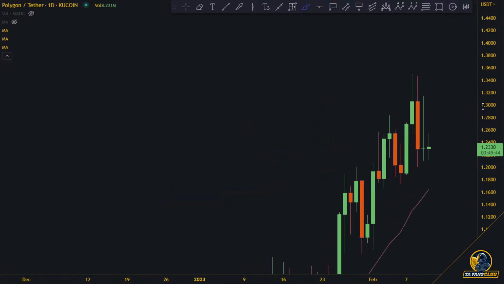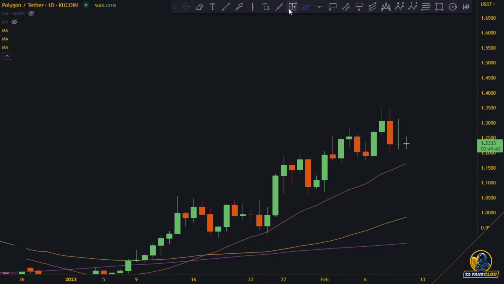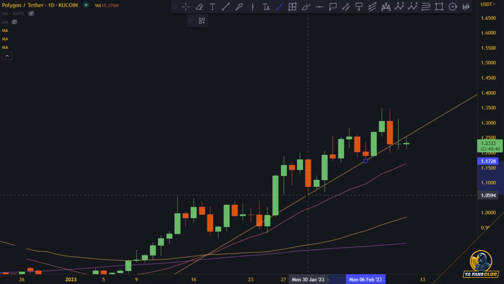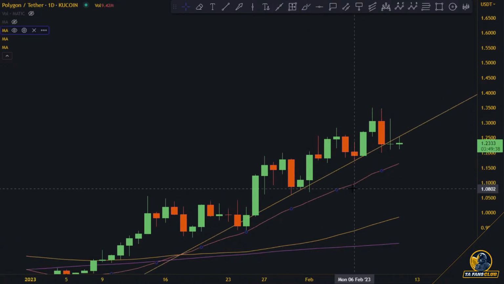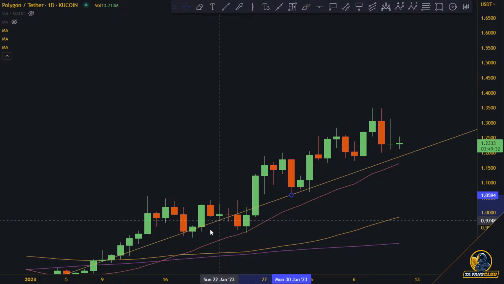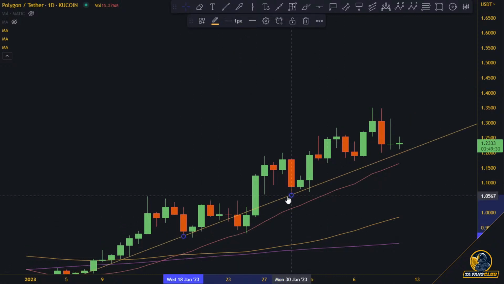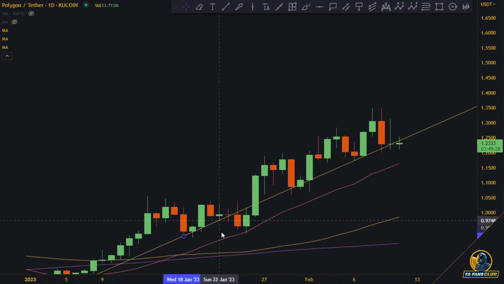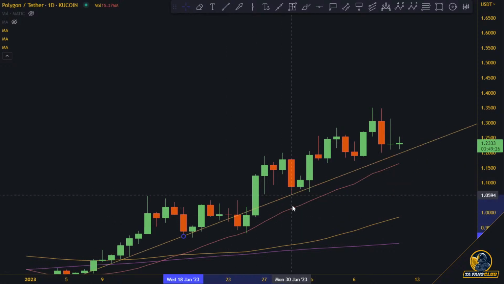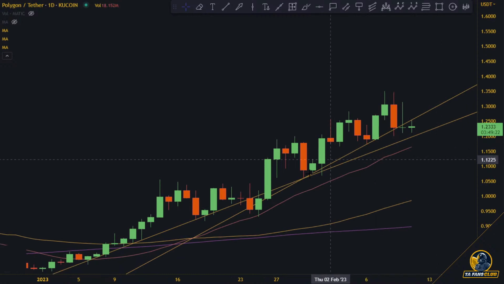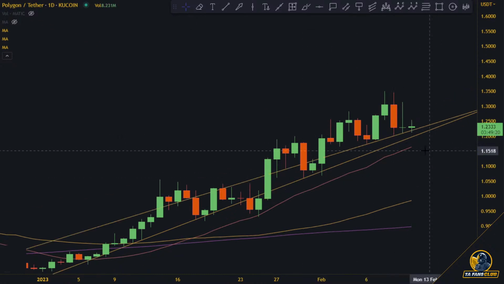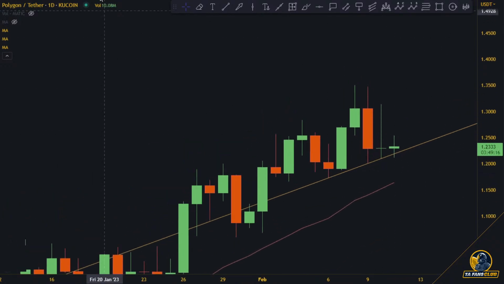So let's try to draw lines on the daily time frame up here. It is still below, doesn't matter how you draw it, it's still below. The only thing that's not broken is this one up here. Maybe this is the last hope.